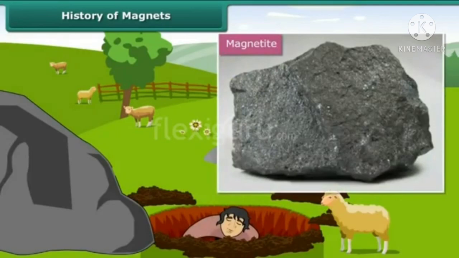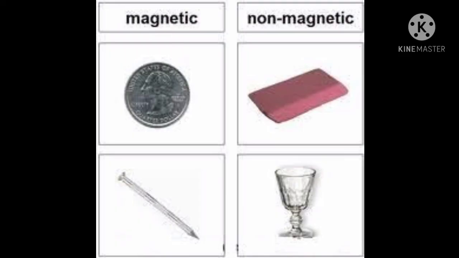Later, it was discovered that the stone was a natural magnet. In the course of time, many such natural magnetic stones were found. The strange rock was named Magnus Lithos, the stone from Magnesia.